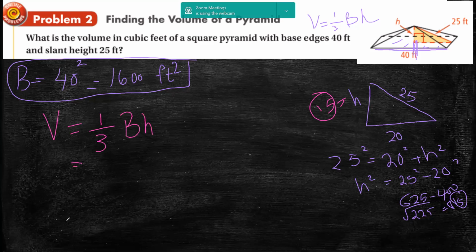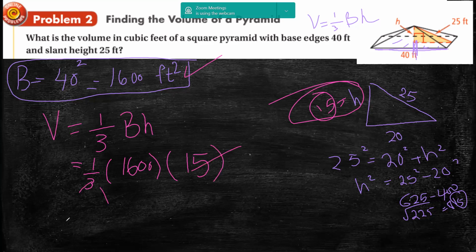B times H. Third, 1,600, which is the base that I found before, times the height that I found now. So which is 8,000 feet or cubic feet. This is how to find the volume now of the pyramid.